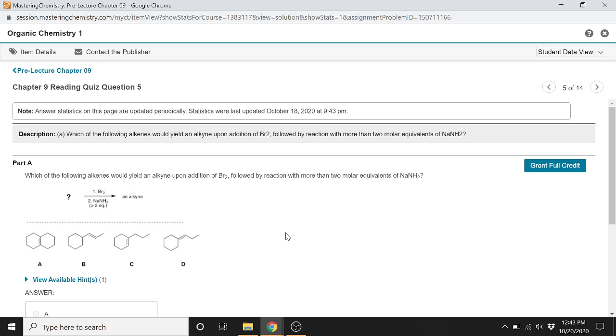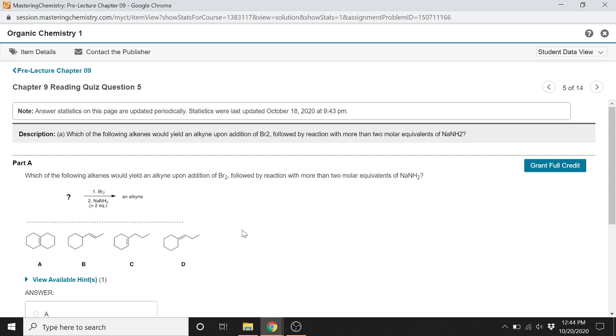Which of the following alkenes would yield an alkyne upon addition of Br2, followed by reaction with more than 2 molar equivalents of our very strong base, right? Really, the exact base here doesn't matter. Just the fact that it's a very, very strong base that can remove those H pluses next to those Brs, right?